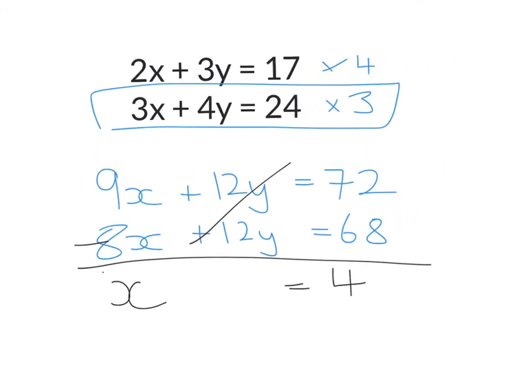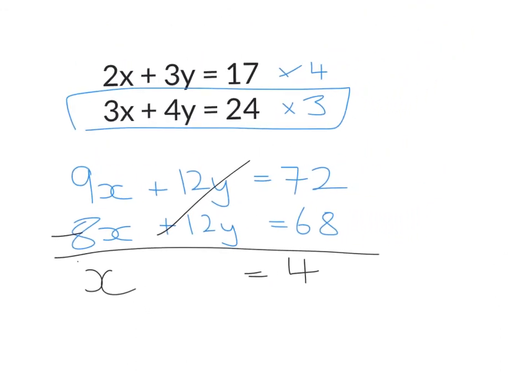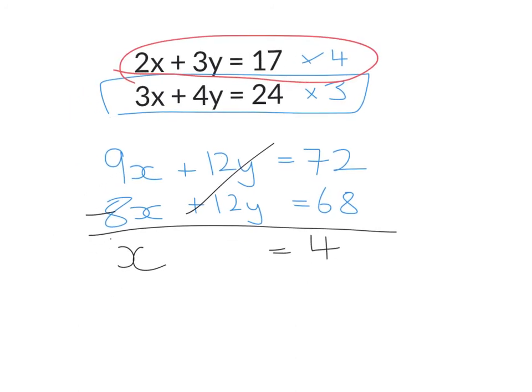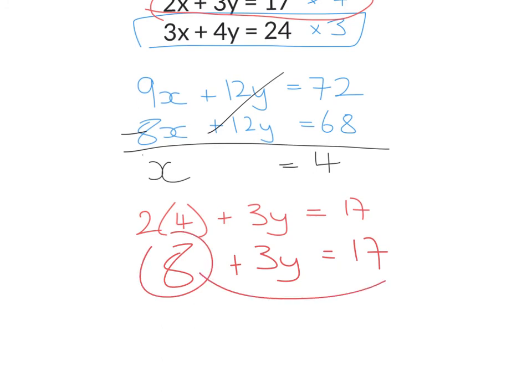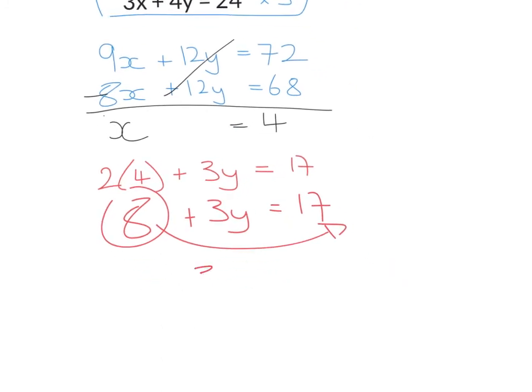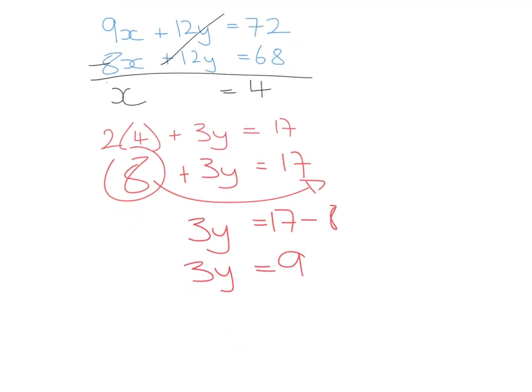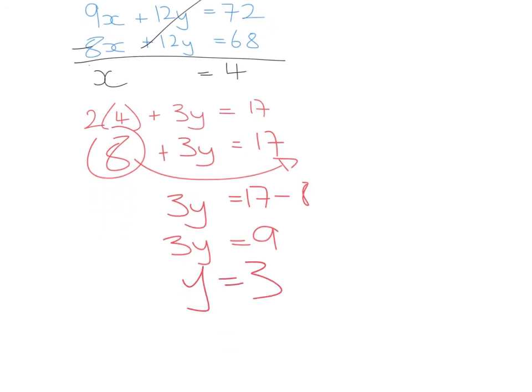So x is 4. So now what we're going to do is we're going to look at this here equation. We're going to put x is 4 into that. So that's going to give me 2 times 4 plus 3y equals 17. 2 4s are 8 plus 3y equals 17. Let's swap side and swap sign. So 3y is 17 take away 8, which means 3y is 9. Now if 3y is 9, it must mean y equals 3. So we've got our final answer of x is 4 and y is 3.